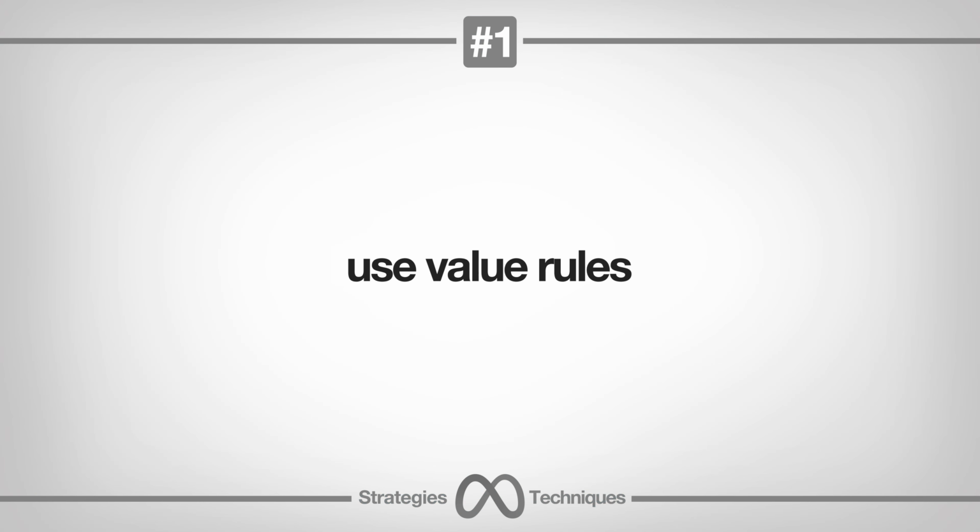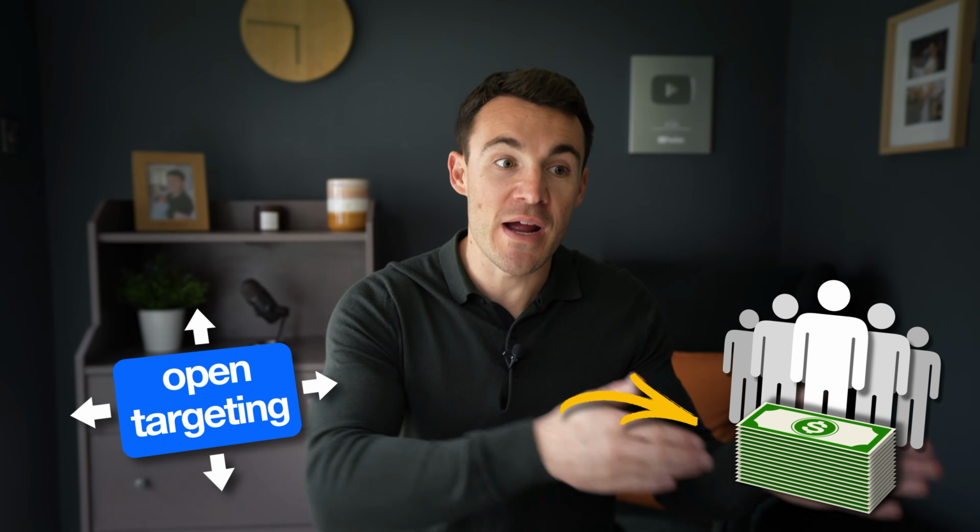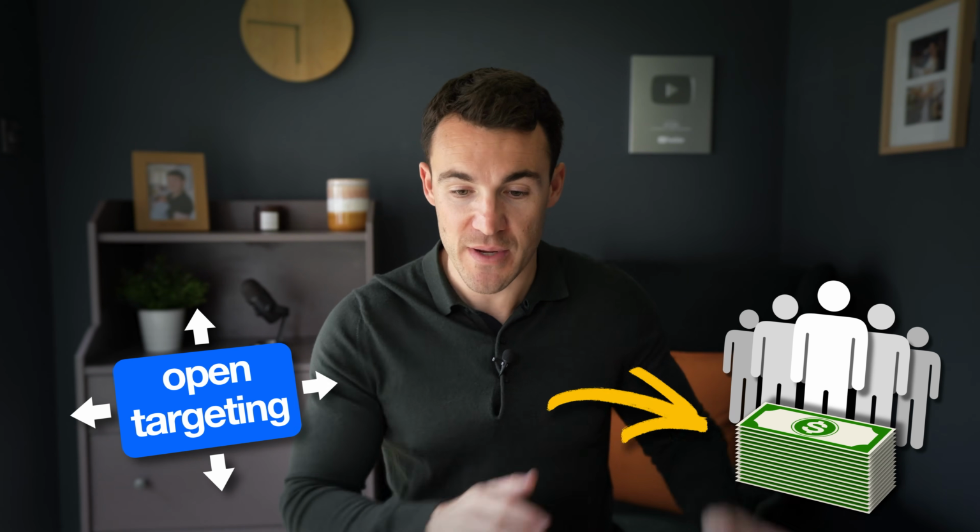profitably. Strategy number one is to use value rules. I'm a big fan of value rules because they allow you to have the best of both worlds when it comes to targeting. With value rules, you can influence who Meta puts your ads in front of without having to overly restrict them through hard targeting constraints. So you can have the best of both worlds. You can have open targeting and the full flexibility that Meta wants to be able to work out exactly who to put your ads in front of, but give it direction towards your most valuable prospects or customers.